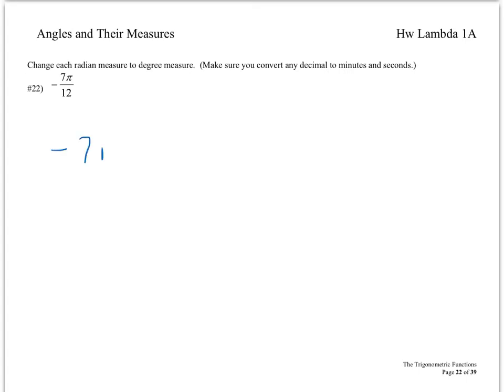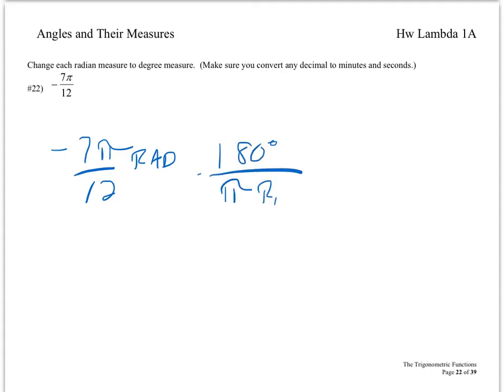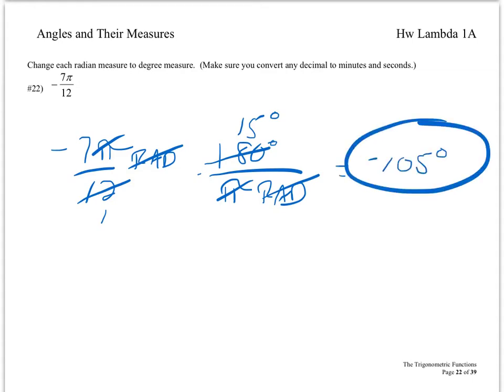Supposed to change the radian measure to degrees. So we're going to multiply this by 180 degrees over pi radians. I want pi radians on the bottom, so the radians cancel. In this case, the pi's also cancel. You can divide 12 by 12 and get 1. You can divide 180 by 12 and get 15. That would give us negative 105 degrees.